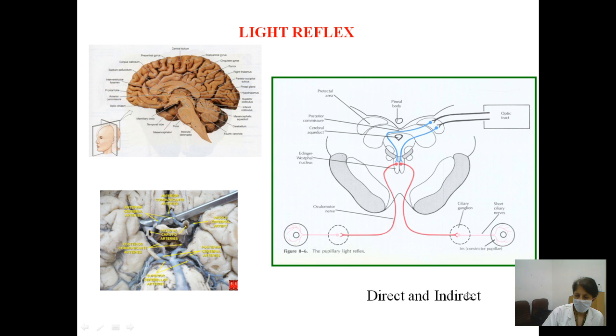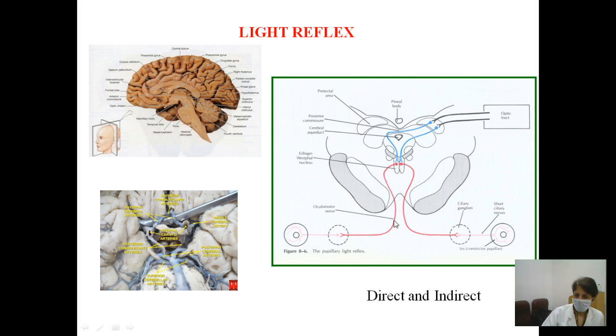The pupil of the opposite eye also constricts, which is known as the consensual light reflex. That happens because there is decussation of fibers in the optic chiasma, and also fibers from the pretectal nuclei go to the Edinger-Westphal nucleus of both sides. Okay, so you have the direct and the indirect light reflex.